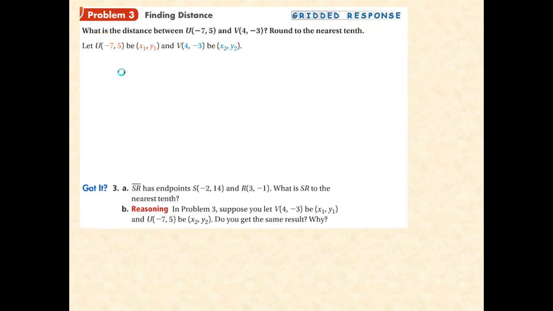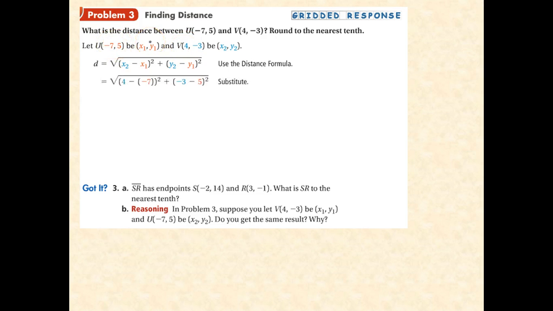Alright, round to the nearest tenth. What is the distance between these 2 points? Well, distance formula is thus. So x2 is going to be 4, so we're going to do 4 minus negative 7, and then square it. And then the y coordinate, y2, so we're going to do negative 3 minus 5, square it.